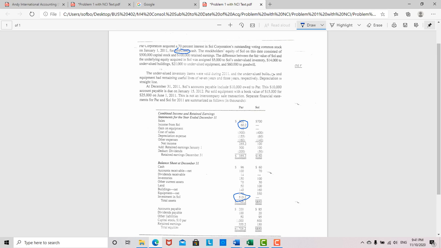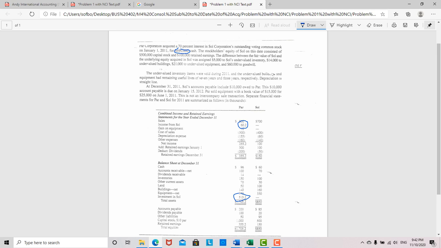With respect to the amounts to be written off in the income calculation, the undervalued inventory items were sold during 2011. So all of the inventory items are going to be written off this year because this is a 2011 consolidation. The undervalued buildings and equipment had remaining useful lives of 7 and 3 years each. So buildings will be written off over 7 years. Equipment's going to be written off over 3 years. Depreciation is straight line. Then there's one reciprocal payable or receivable right here.